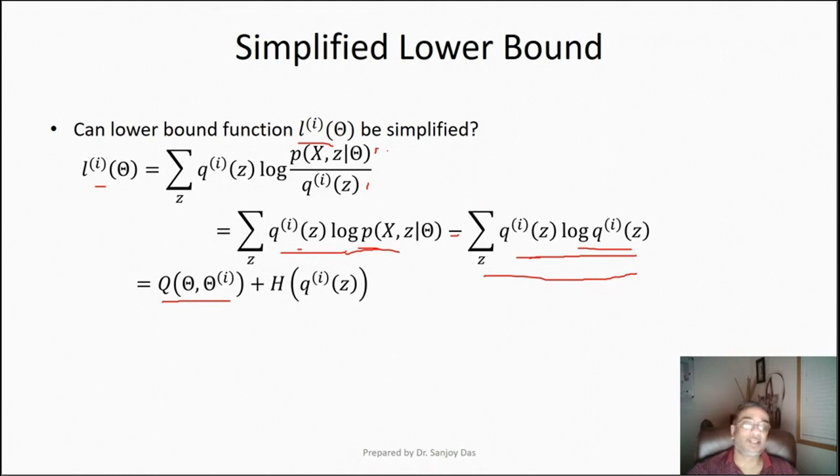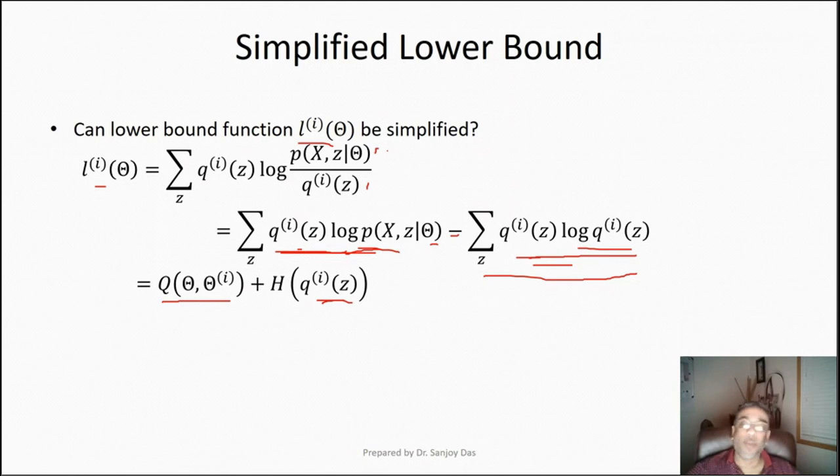So this Q function is given by this expression. That's the first term of our lower bound, and the second term is H(Qi(z)). Now H(Qi(z)) is independent of theta. Well, it does depend on theta i, the value of the parameters at the current iteration, but it does not depend on the variable theta itself.